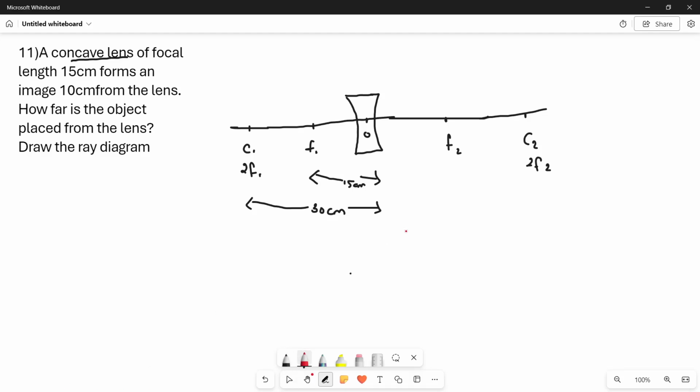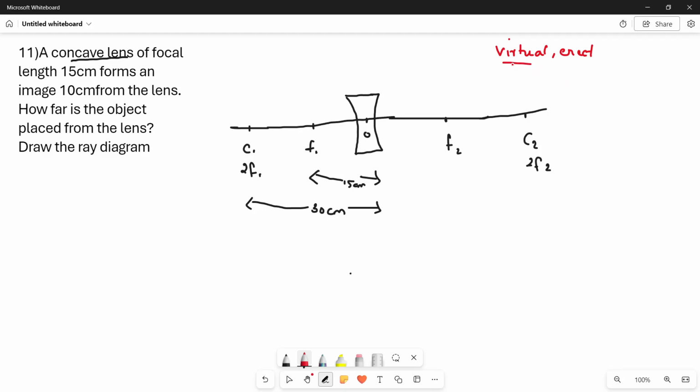So where is the image formed? 10 centimeter from the lens. So, and I'm highlighting, since it is a concave lens, the image formed is always virtual and erect. Only two possible positions of the object are given in your textbook. One is at infinity, check the tabular column, and the other one is between infinity and optical center O of the lens. So only two possibilities are there.